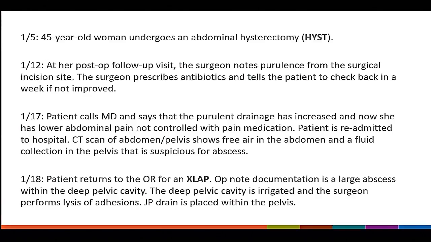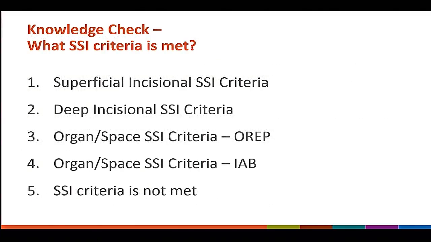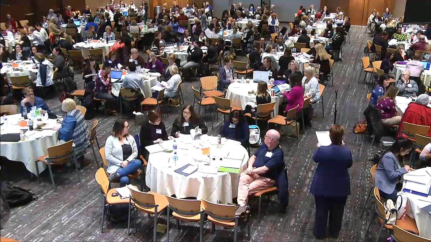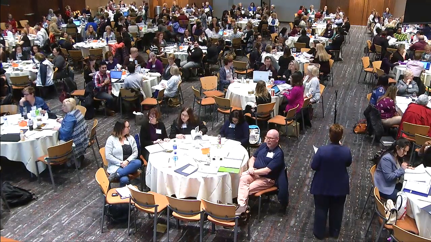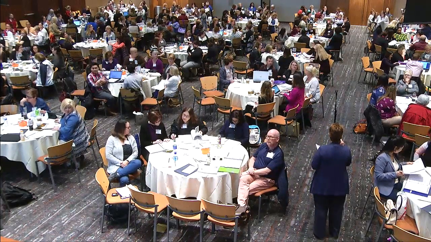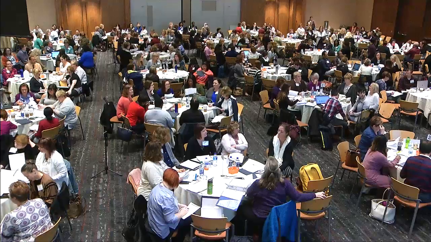On 1-18, the patient returns to the OR for an X-lap. Op note documentation is a large abscess within the deep pelvic cavity. The deep pelvic cavity is irrigated and the surgeon performs lysis of adhesions. The JP drain is placed within the pelvis. First question, what SSI criteria is met? And the lucky winner for question 1 is table 12. Where's table 12? Someone from table 12 step to the mic and offer an answer.